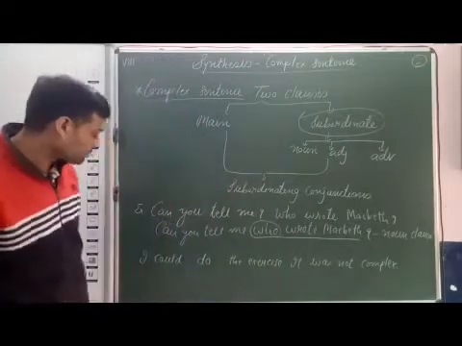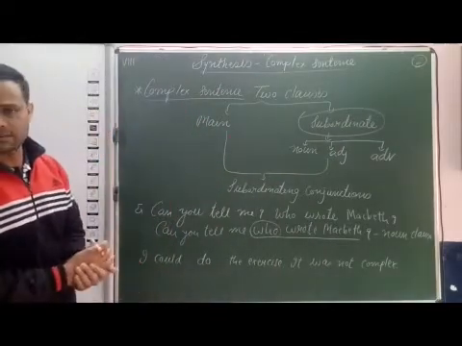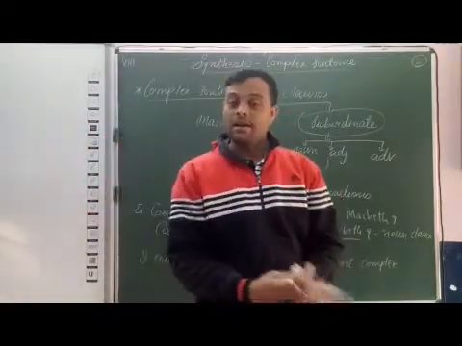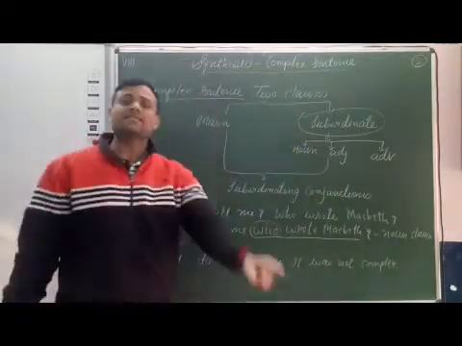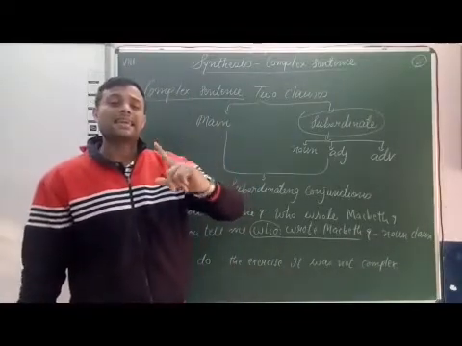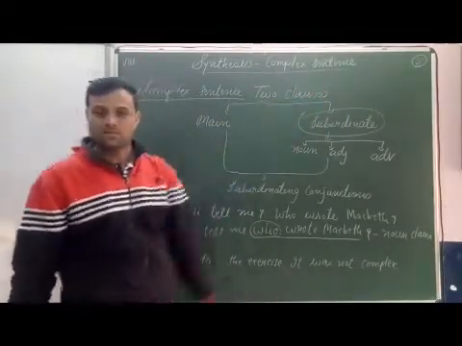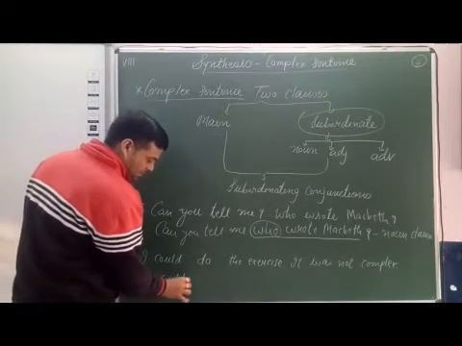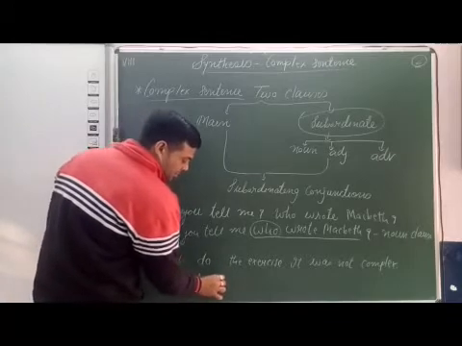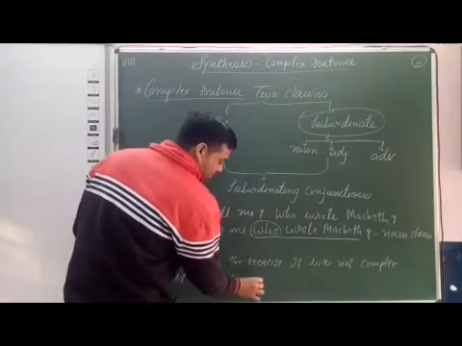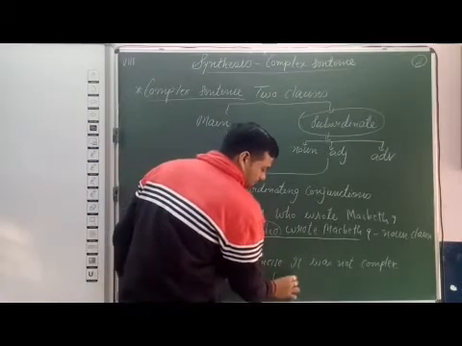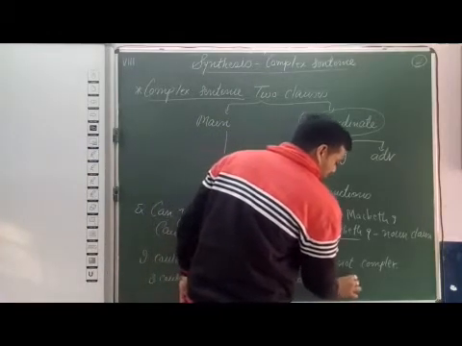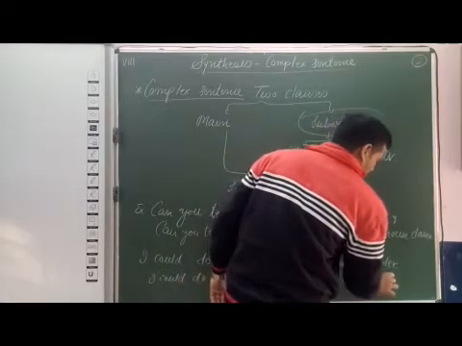Another sentence. I could do the exercise. One sentence, it was not complex, is the second sentence. Now we have to combine these two sentences into one to make a complex sentence. So: I could do the exercise because it was not complex.